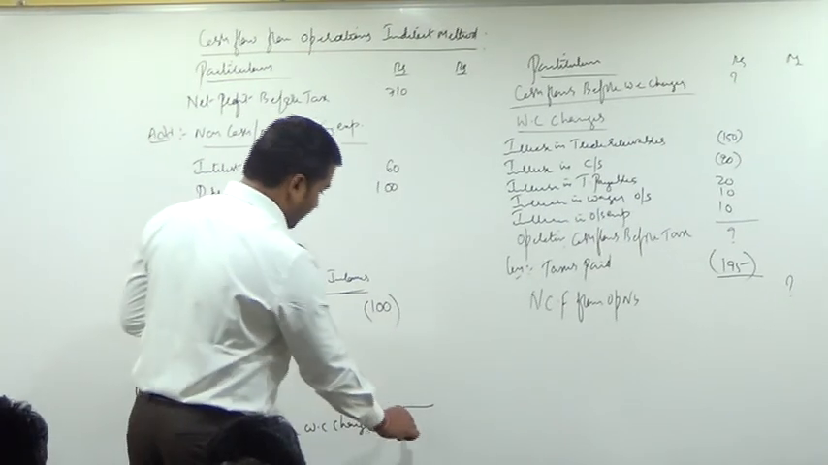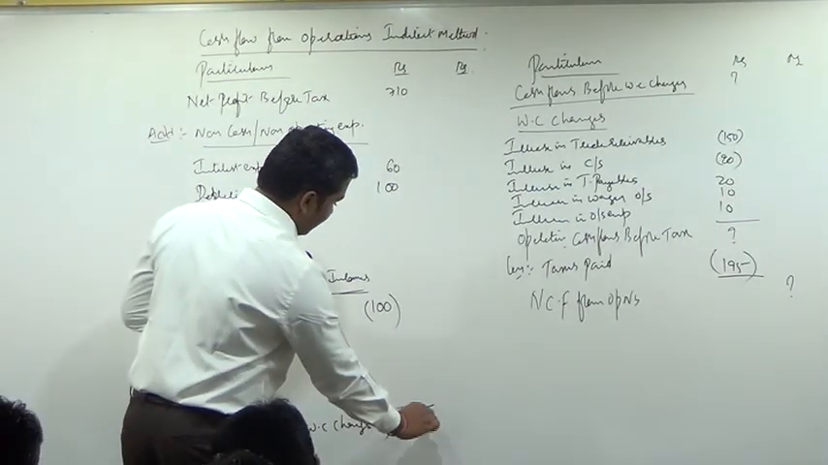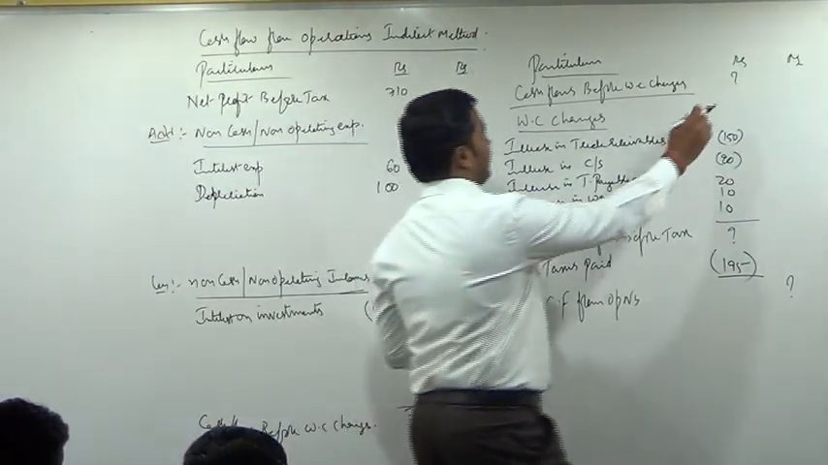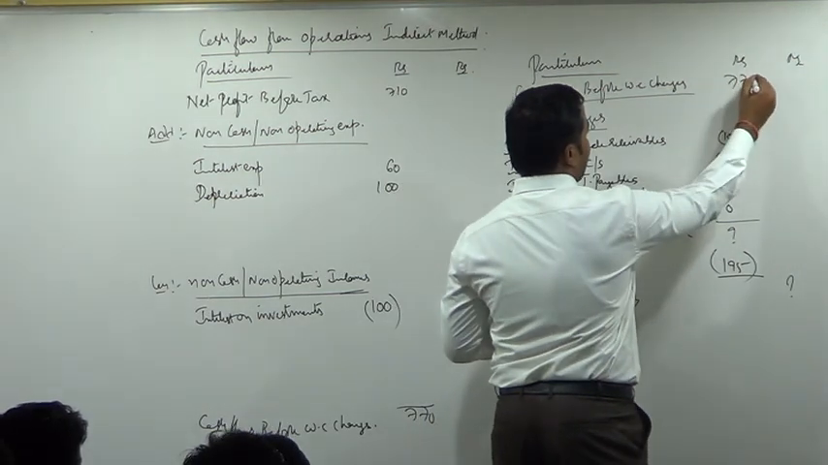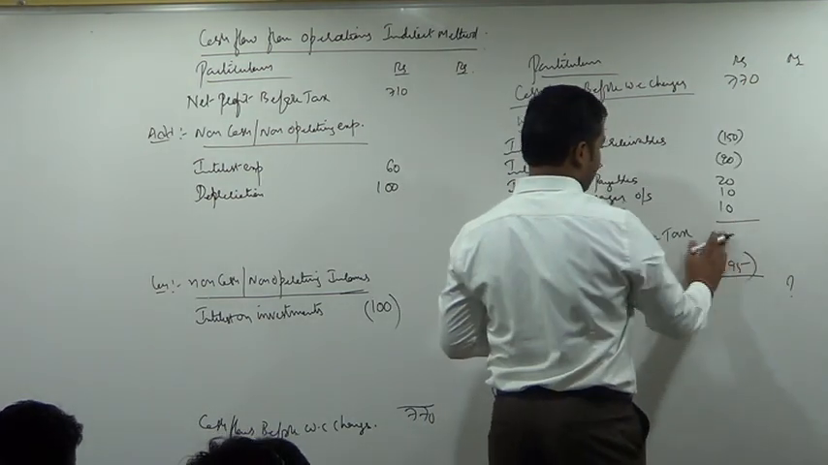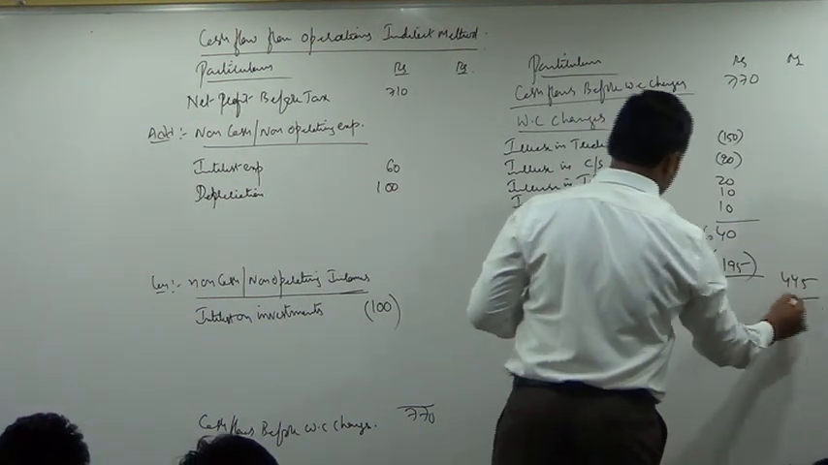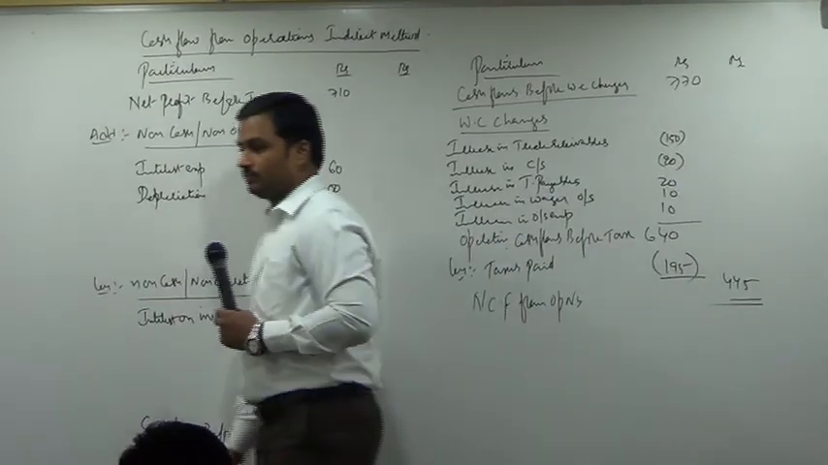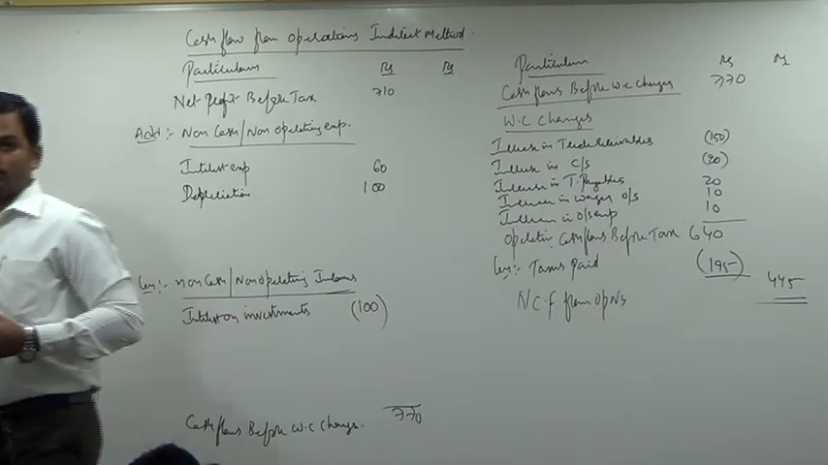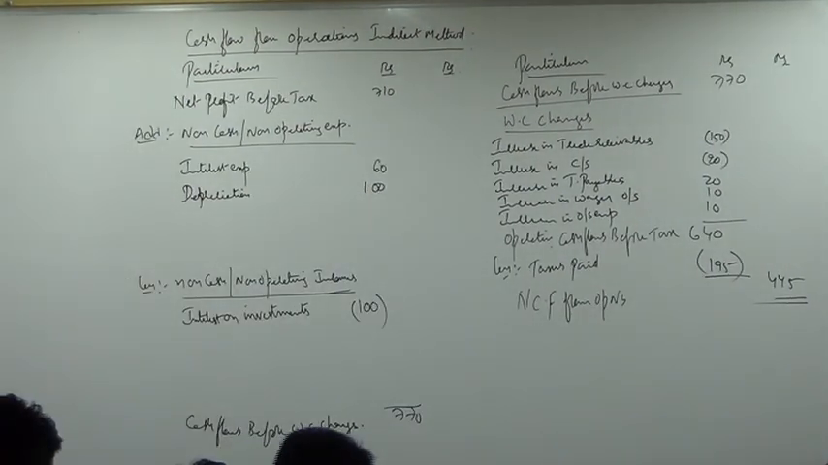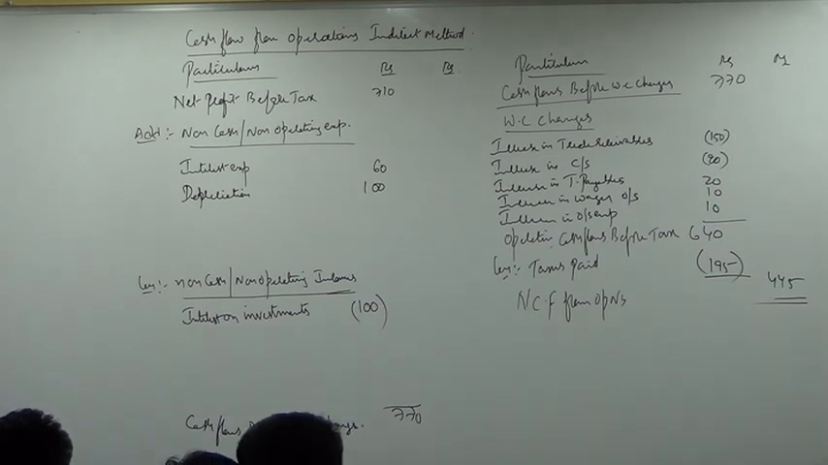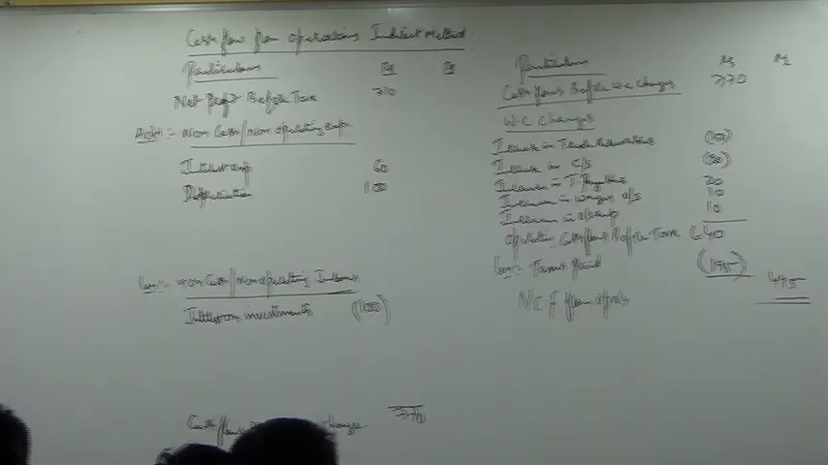770. Before working capital changes? Yes, sir, 770. 640 before tax. 640. After tax, 445. Open your practice manuals, no? With this we finish all the problems which are there in the study material.